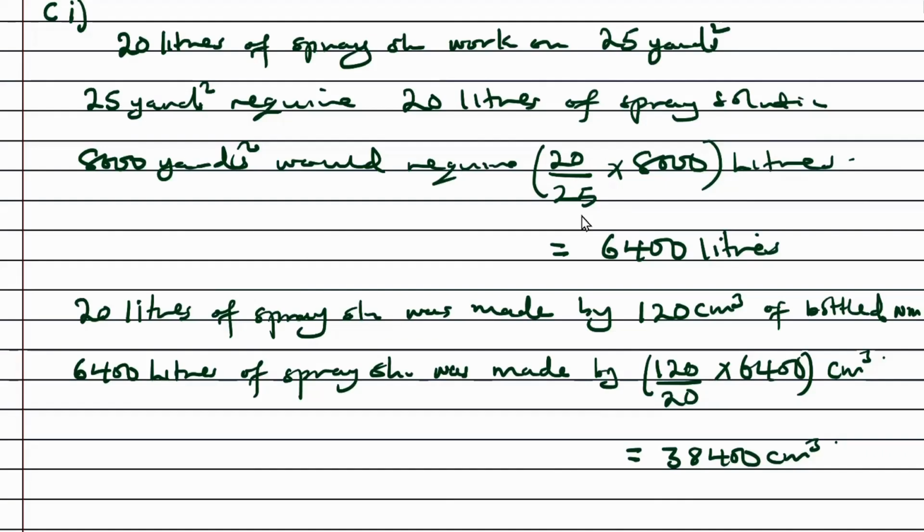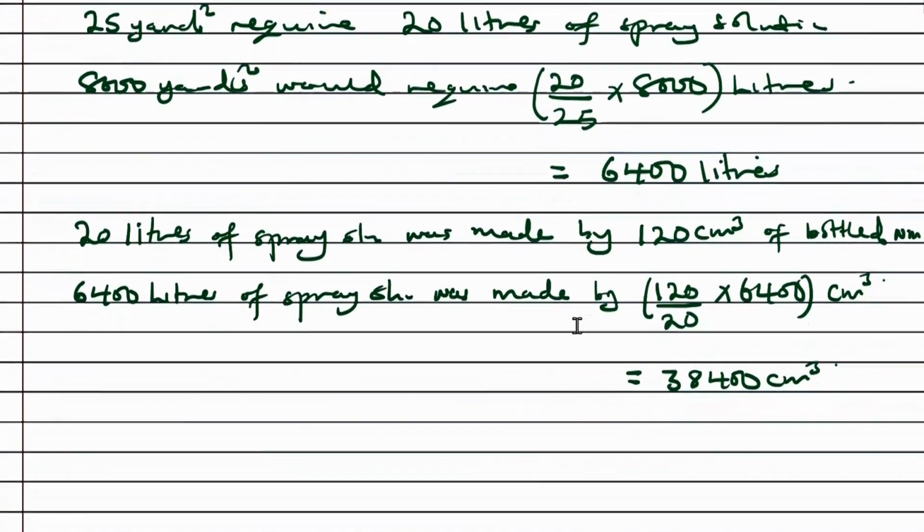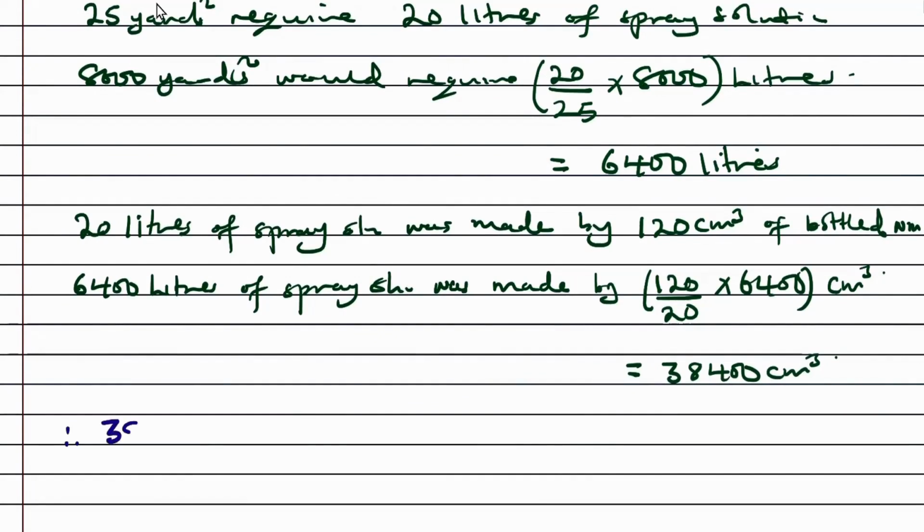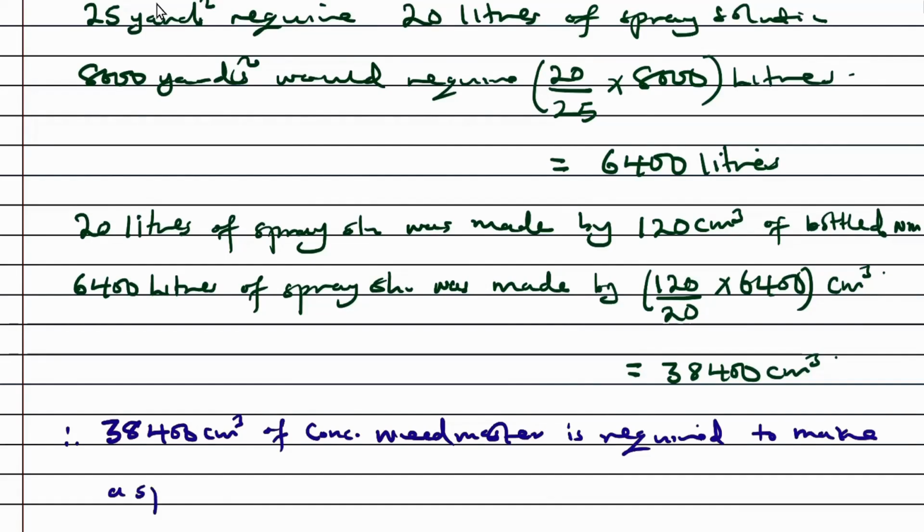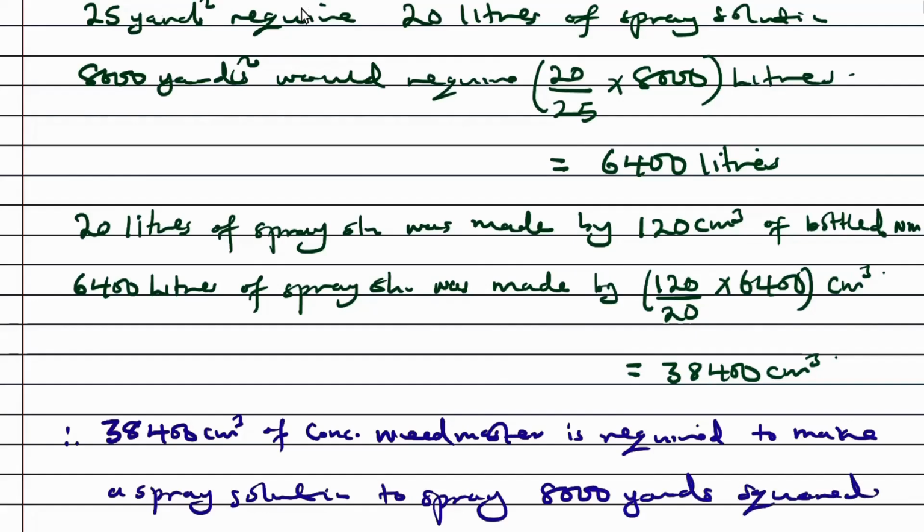That means from here we can now go ahead and conclude that therefore 38,400 cubic centimeters of concentrated Weedmaster is required to make a Cypre solution to Cypre the 8,000 yards squared. So this becomes our response for part C Roman numeral 1.